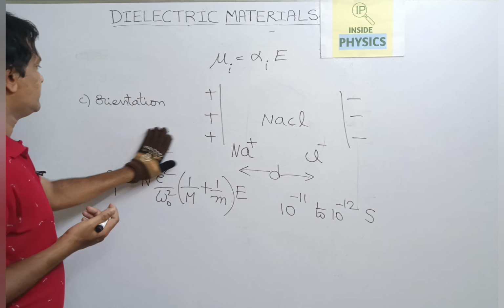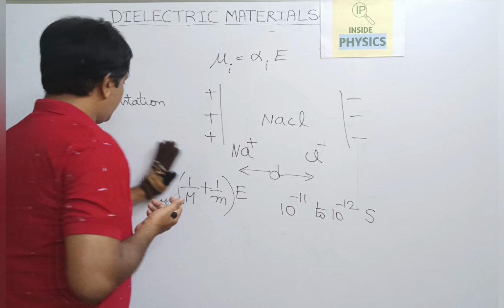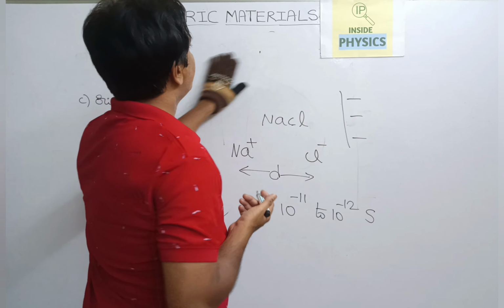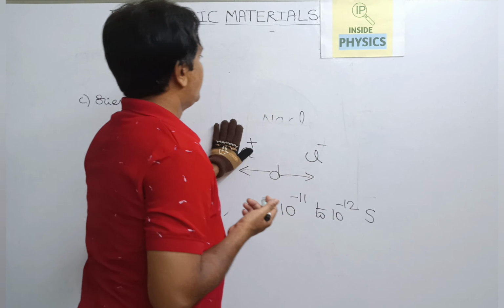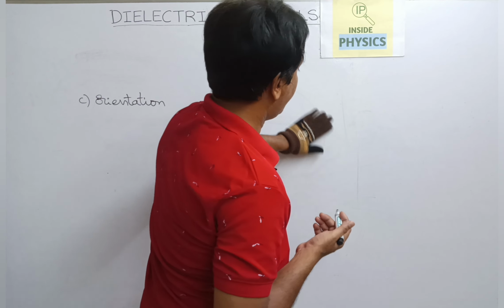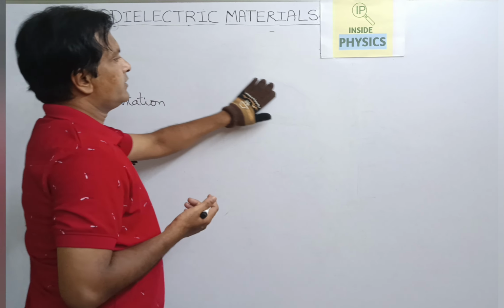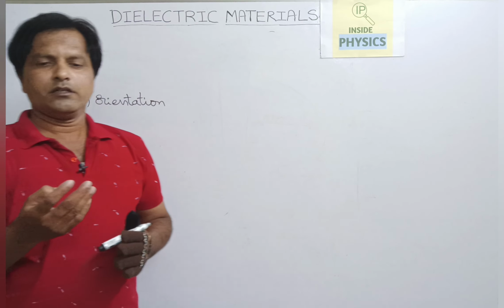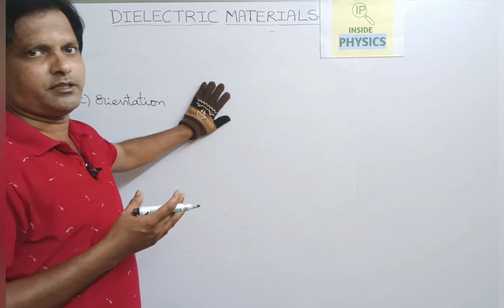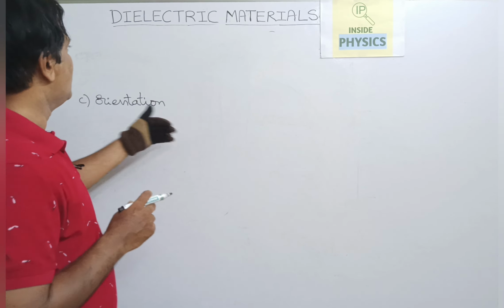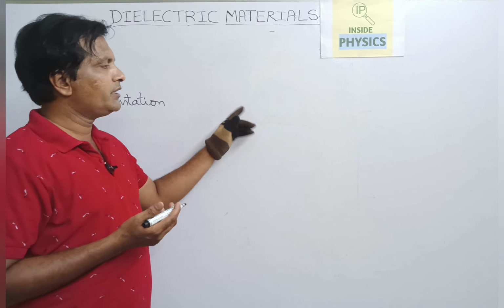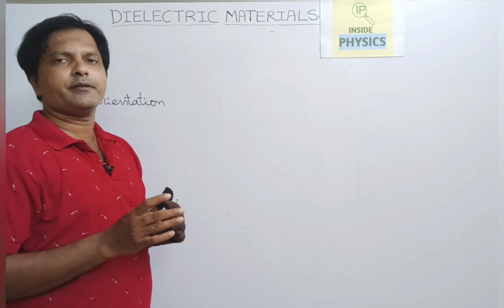Orientation polarization is nothing but the orientation of polar molecules. Polar molecules are those which have a permanent intrinsic dipole moment. This happens in liquids, gases, and amorphous viscous substances. So this orientation polarization is because of the orientation of polar molecules or atoms or ions.